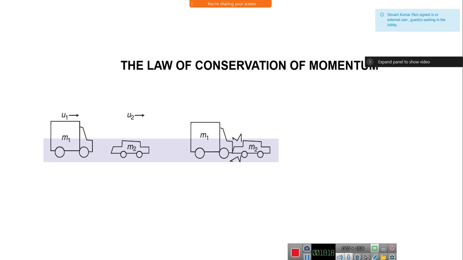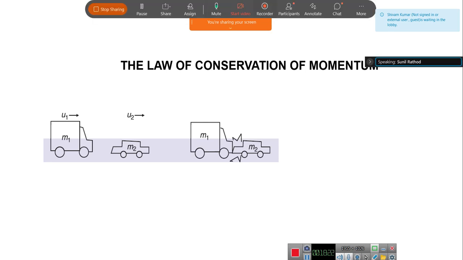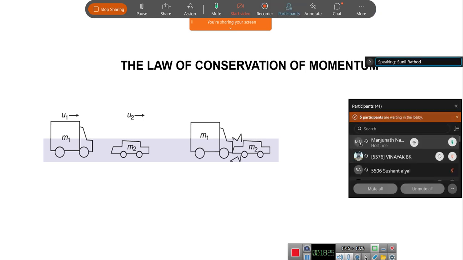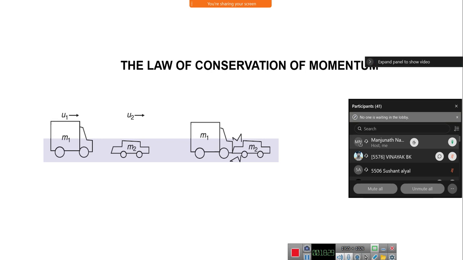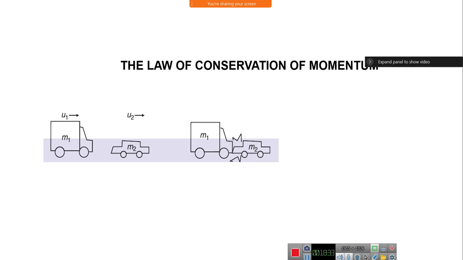Sir, Avinash is waiting in the lobby, sir. Yeah, Avinash is waiting in the lobby. Five people are waiting in the lobby. Thank you very much. Okay.